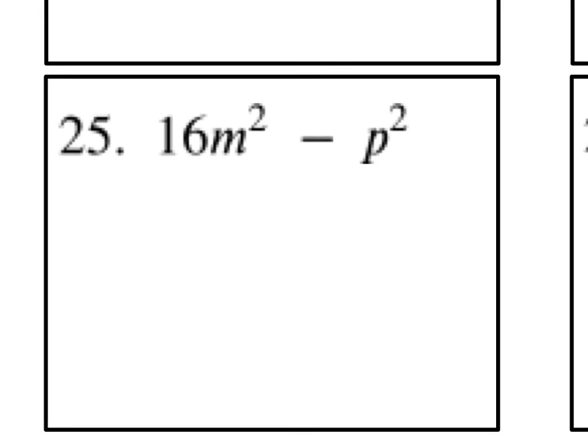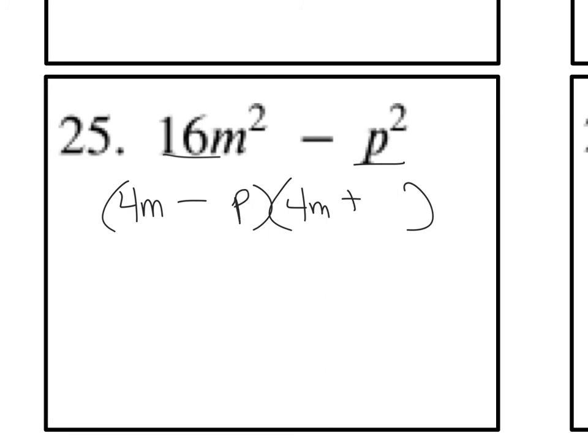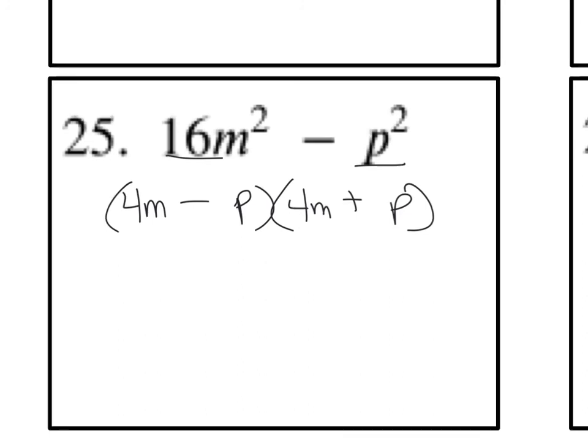All right. Perfect square, perfect square. So it's a difference, and it's subtracting. It has to be subtracting, y'all. So square root of 16m squared is 4m. And square root of p squared is p. Okay.